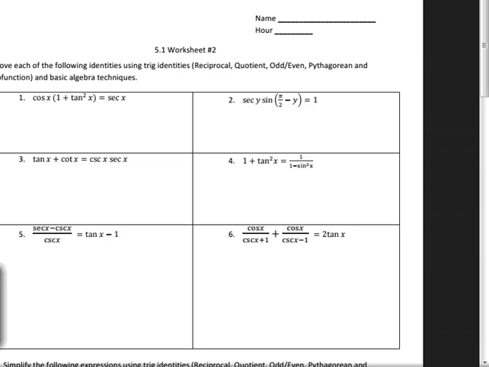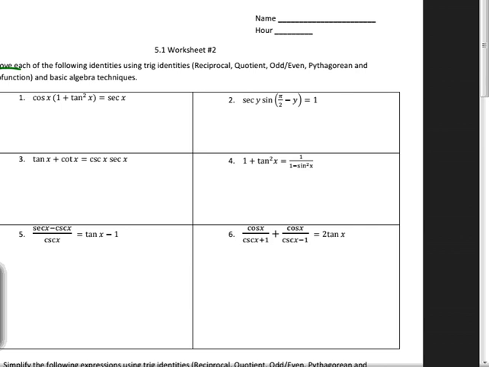Okay. So on number one, it says prove. Do you remember from yesterday me saying that when you're proving something, you can't change both sides. You can only change one side. You got to keep that other side completely the same the whole way. So this secant has to stay the same the whole way. And at the end, hopefully you've got secant of x is equal to secant of x. That's how it's proven. All right, so we got to do something in here to replace some of these things.